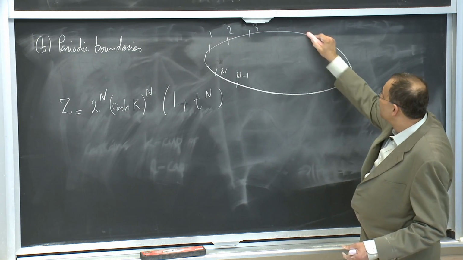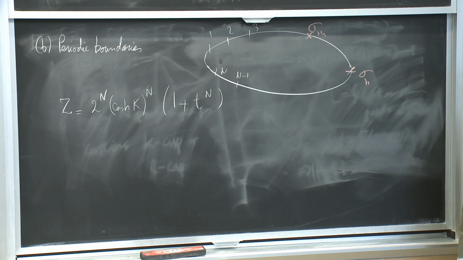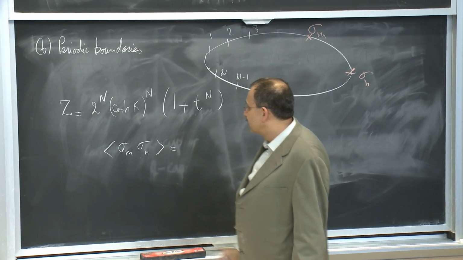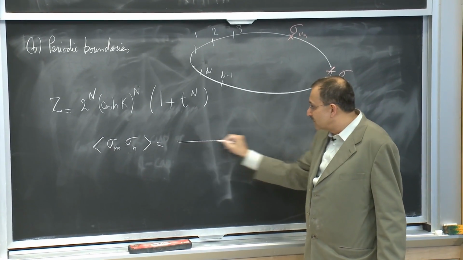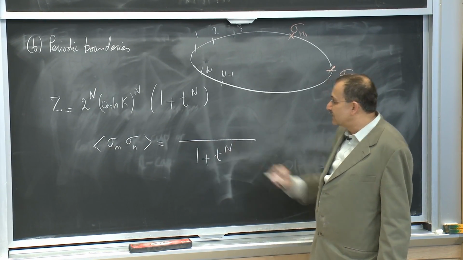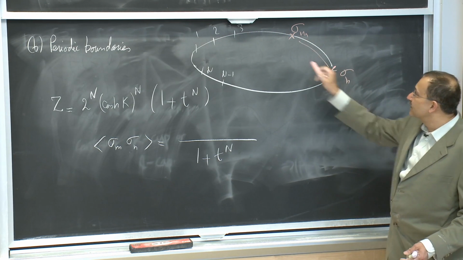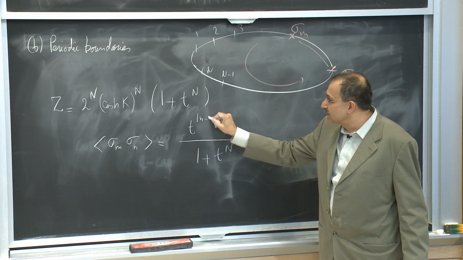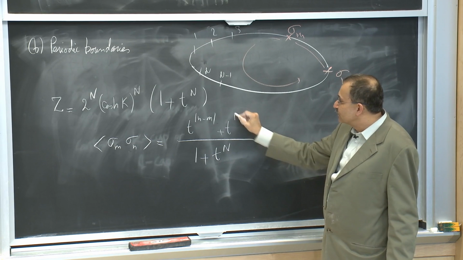I can similarly calculate sigma m, sigma n, the expectation value. Okay. And in the denominator from the partition function, I have this factor of 1 plus t to the n. In the numerator, again, you should be able to see two graphs. You can either connect this way or you can connect that way. So you have t to the power of n minus m, but you don't know which angle is the smaller one, so you have to also include the other one.